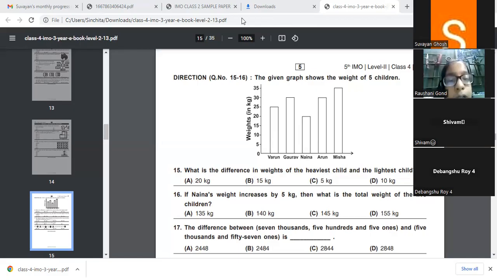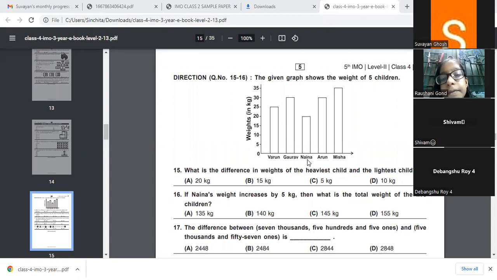Ma'am, these all numbers. Not all the numbers, only of the heaviest child and the lightest child. Who is the heaviest child here? Find out the heaviest child. Ma'am, Misha. Very good. What is the weight of Misha? 35. And what is the weight of the lightest child? Who is the lightest child here? Naina. Very good.